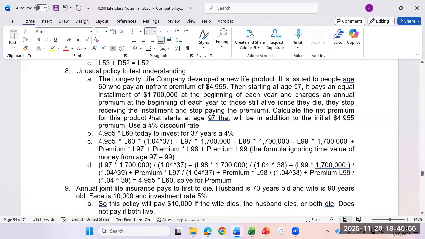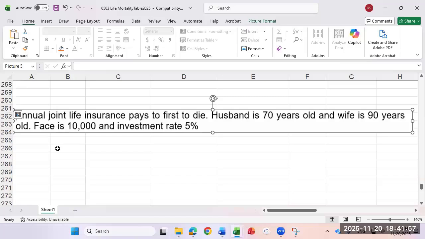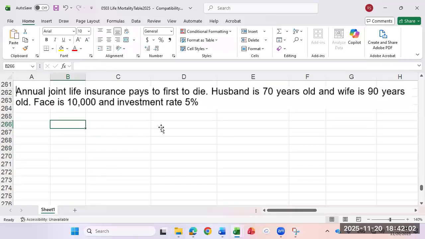All right, so we've done all the normal products. We've done the one unusual product. Now what we want to do is this one, which I really like a lot. This is a joint life. I'm only doing it for 1 year. I think you could probably do this if I did multiple years, but it can get pretty complicated.